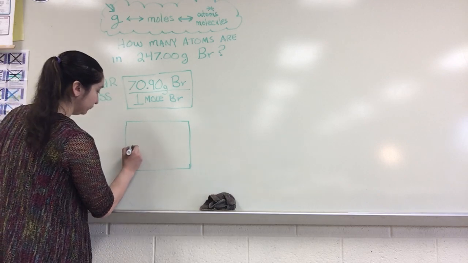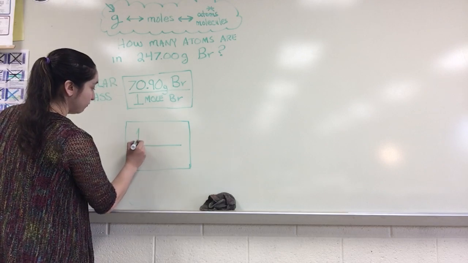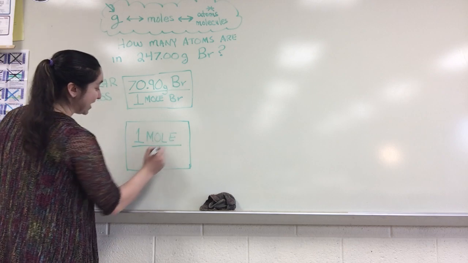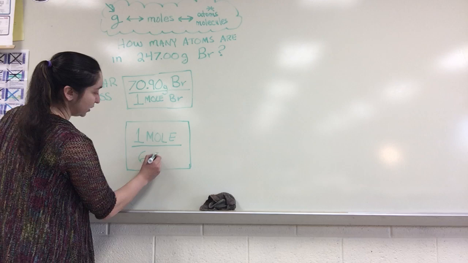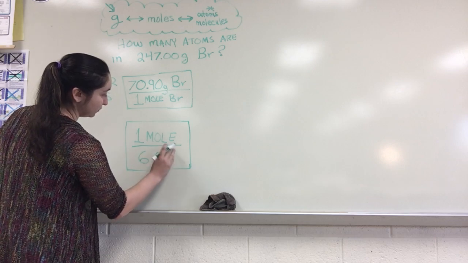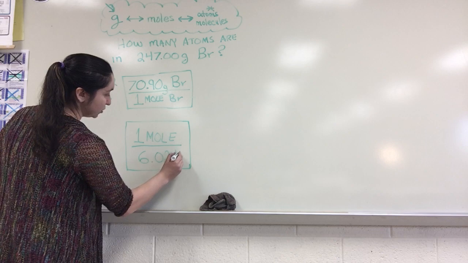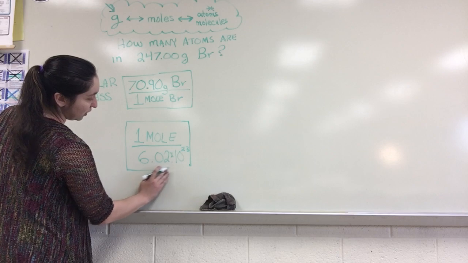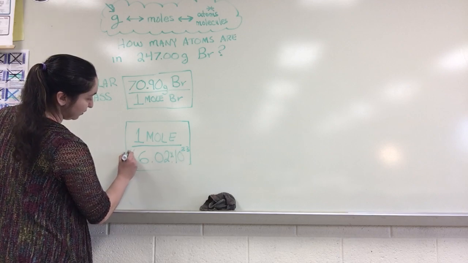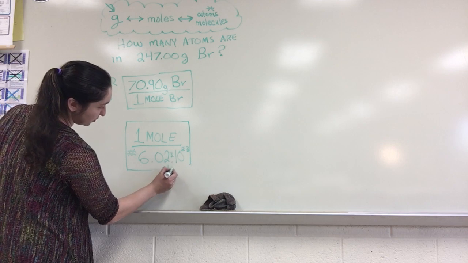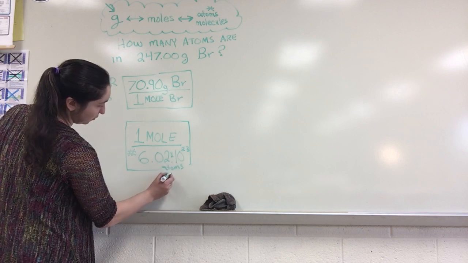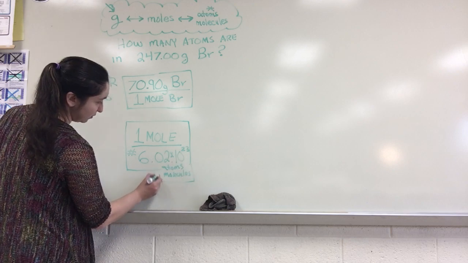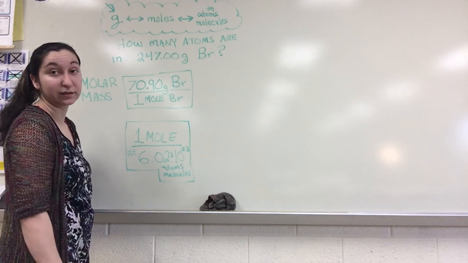In 1 mole of anything, there are 6.02 times 10 to the 23rd. And this, by the way, could be anything you want. It's literally a number. So this could be atoms, it might be molecules, anything that can be itemized, you can have this number of.